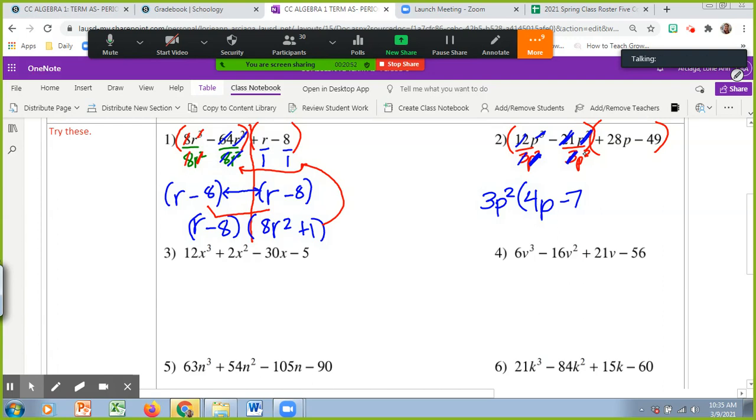Okay. What's happening to my pen? It's acting up again. Okay. And then I have to put it like this.